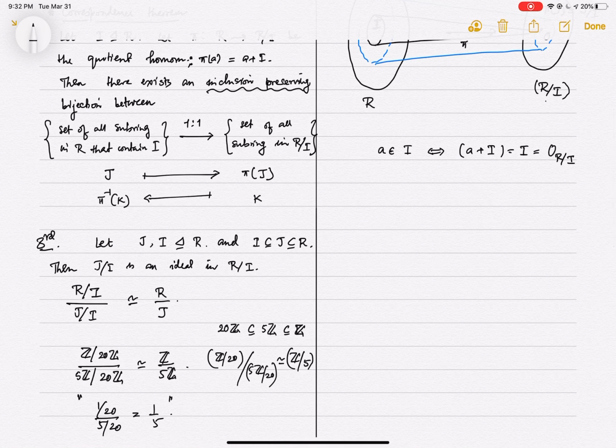The way this proof would go is you want to define a homomorphism from R mod I. You don't do it directly. You first define a homomorphism from R, and then maybe we'll go through the proof a little bit in the next one.